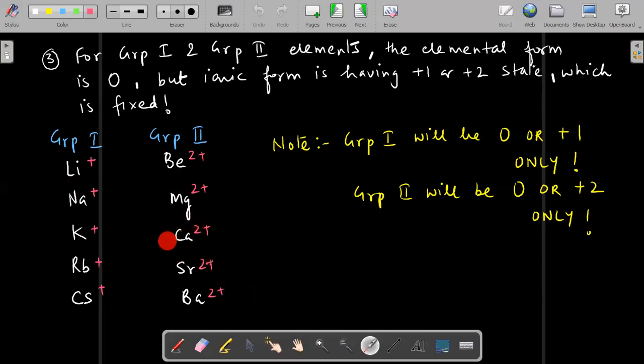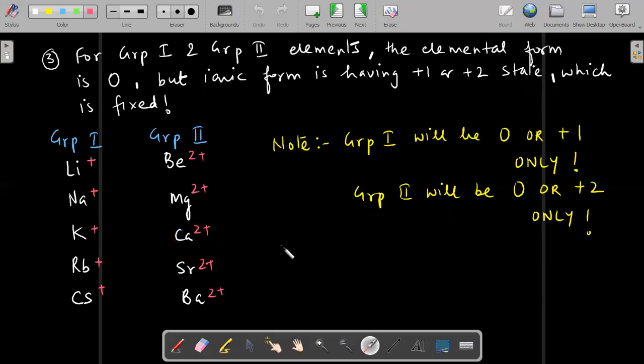कैल्शियम ले लो, कैल्शियम एटॉमिक फॉर्म में रहेगा, एलिमेंटल फॉर्म में रहेगा, calcium is 0, but आयनिक फॉर्म में जब calcium as a cation आएगा, it will always be Ca2+. Calcium cannot acquire any other charge. It cannot be 1 plus, it cannot be 3 plus. Calcium is always going to be 2 plus.